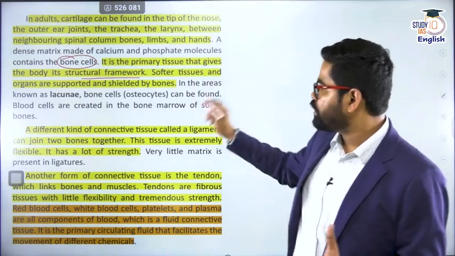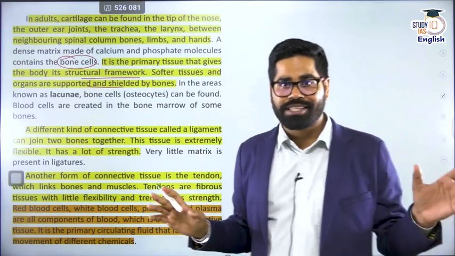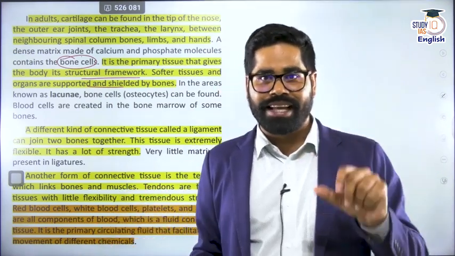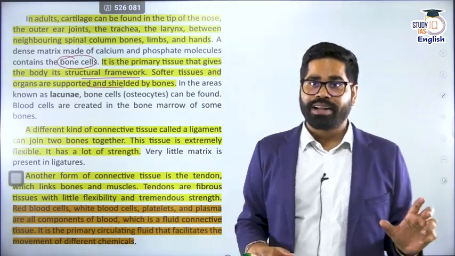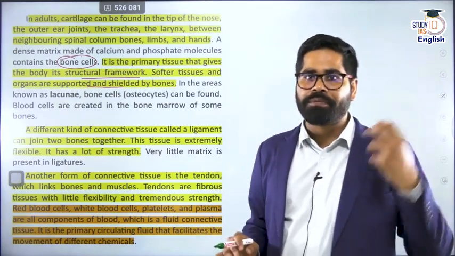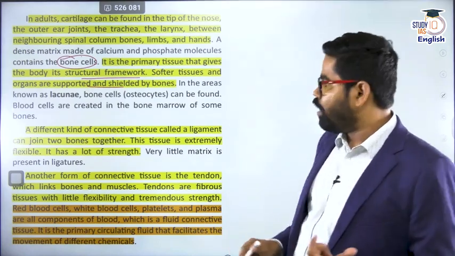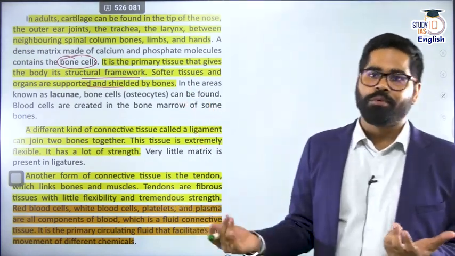The softer tissues and organs are supported and shielded by bones. You know that we have the rib cage, and the rib cage is protecting our vital organs such as the lungs and heart. Even our brain is being protected by the shell of the skull, again by the bones only.